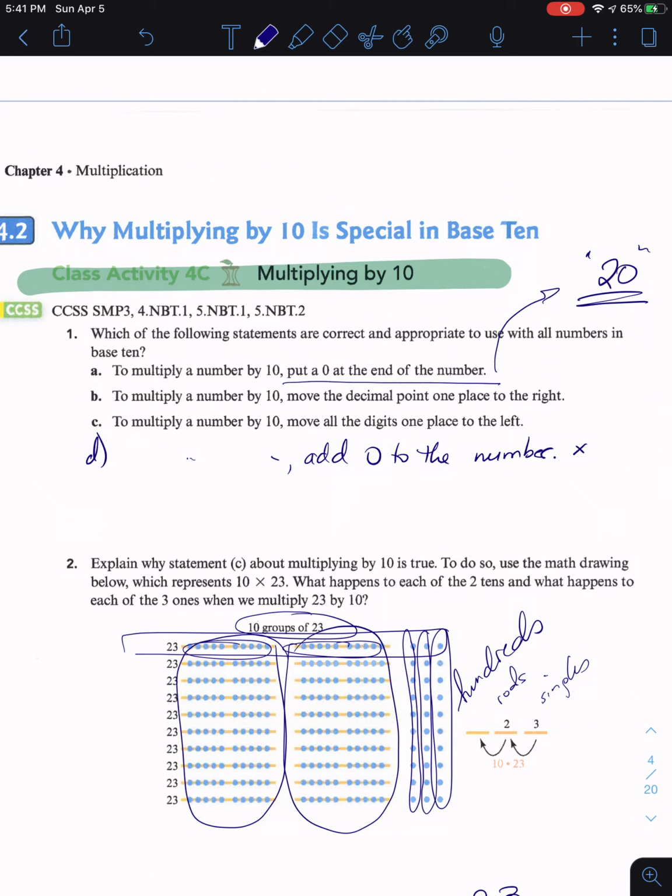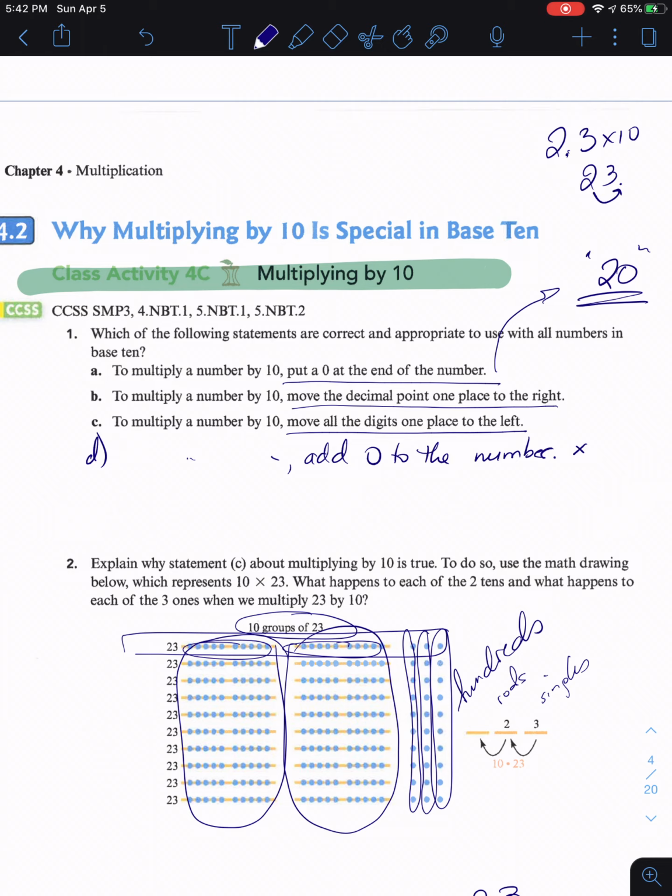Now let's look at B. Move the decimal point 1 place to the right. We say that too, right? If we had 2.3 times 10, we say we take the decimal point and move it to the right. Okay, sure, that's mathematically maybe correct. But let's look at what the connection is to what we're actually doing with the numbers. Then move all digits 1 place to the left is the other option, and that is another explanation. All 4 of these sentences are equally long or short.